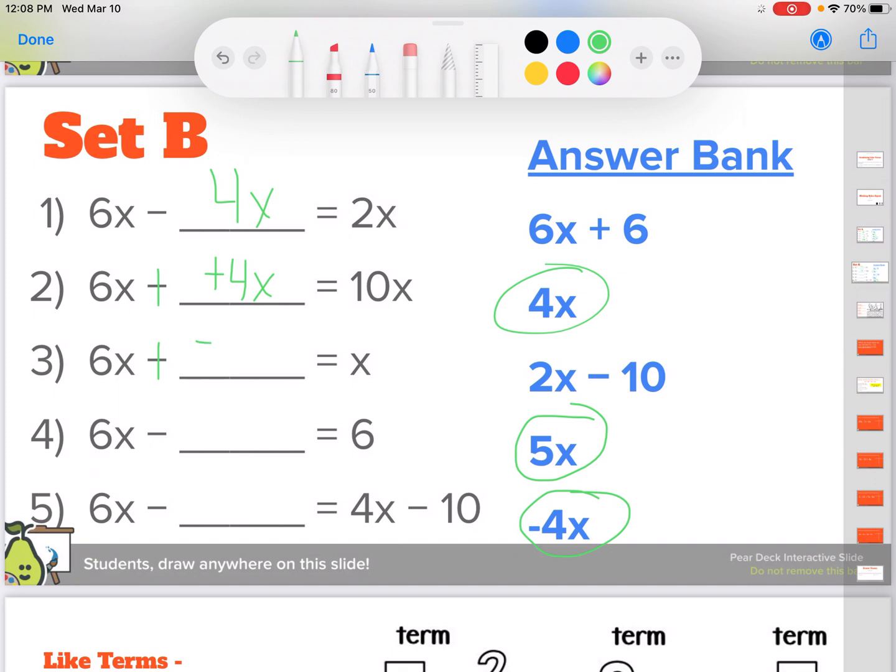All right, the next one, 6x minus, so I'm going to have to add the opposite. So I have to add the opposite, so that would be negative 5x. That would work out. For number 4, I have to add the opposite. So that would be a 0 pair plus 6. For the last one, I have to add the opposite. So right there is going to give me that 4x, and then I'm left with the minus 10.